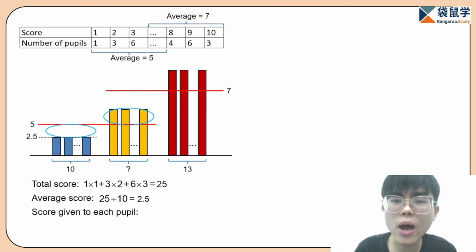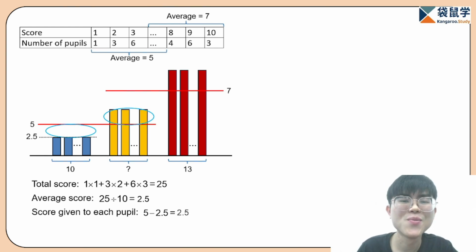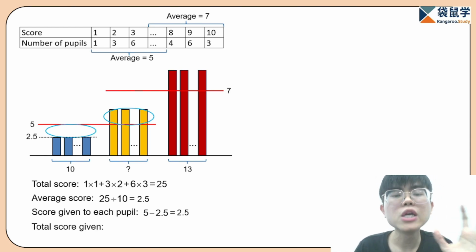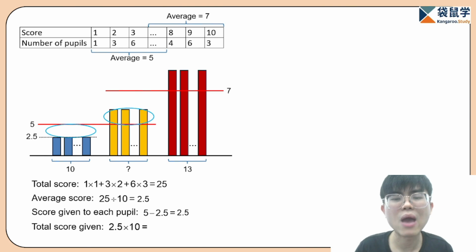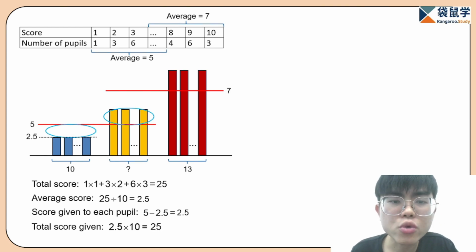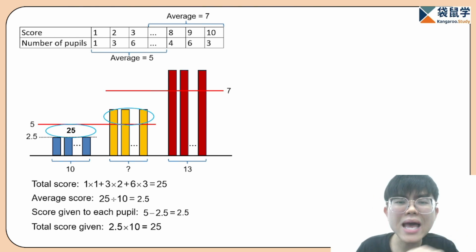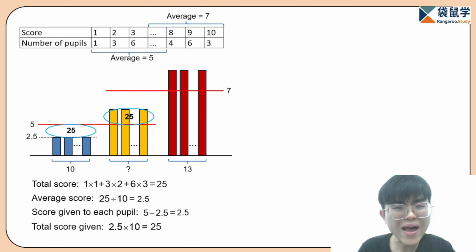So how much score do I have to give each of the people? We just use 5 minus 2.5, and we also get 2.5. So now each of them, I have to give 2.5. So the total score that I give this group of people is simply 2.5 times 10, and we have 25. So we know that the lacking part is 25, which means that the extra part is also 25.